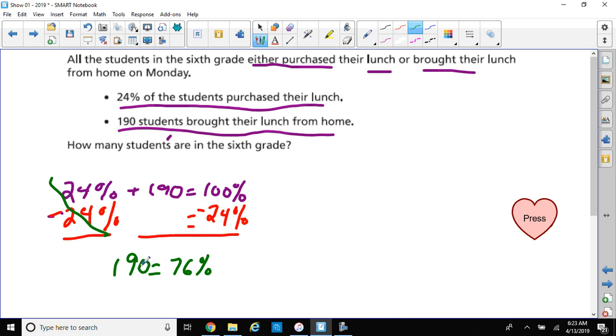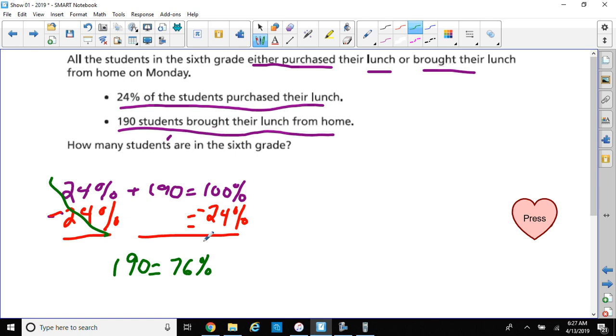So let's get our calculator and figure this out. Let's pause for a second so I can get my calculator. Excuse me for a minute. Okay, got my calculator. Now I have 190 students is equal to 76%.